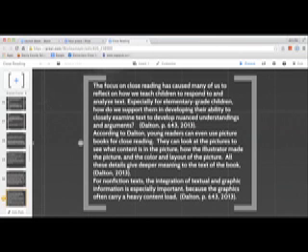The focus on close reading has caused many of us to reflect on how we teach children to respond to and analyze text. Especially for elementary grade children, how do we support them in developing their ability to closely examine text to develop nuanced understandings and arguments?